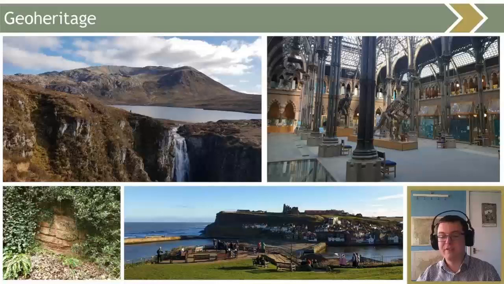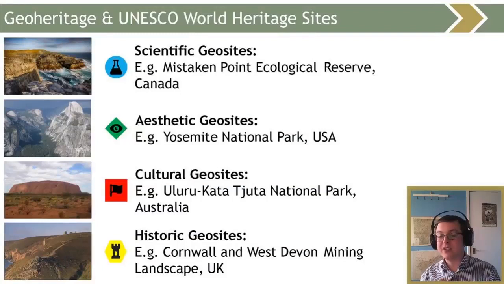And we can have a look at that here by looking at the sites that UNESCO, the Education, Scientific and Cultural Organization of the United Nations, the different reasons that they have classified a number of World Heritage sites, and all for geological reasons. So at the top there, we've got Mistaken Point Ecological Reserve in Newfoundland. We're going to be talking a lot more about that in a moment. And that was classified and given World Heritage status in 2016 because of its scientific importance. And as I said, we'll talk more about that in a moment.